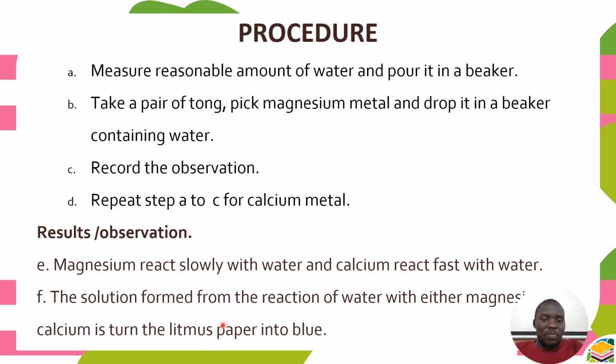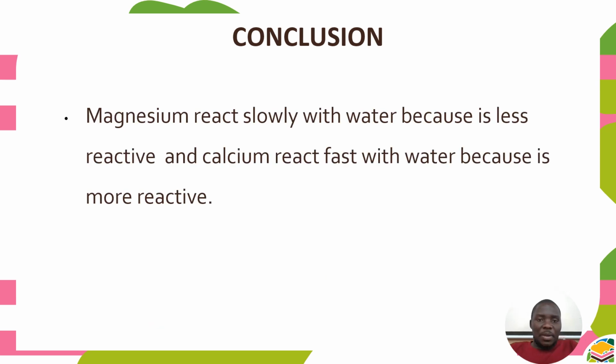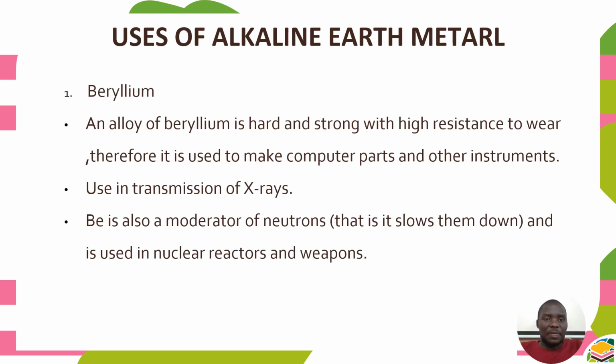The solution formed from the reaction of water with either magnesium or calcium may turn litmus paper blue, showing that it is going to form a basic solution. In conclusion, magnesium reacts slowly with water because it's less reactive, while calcium may react very fast and explosively with water because it's more reactive.